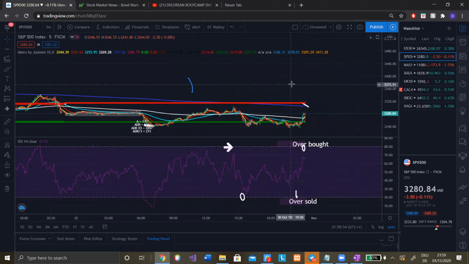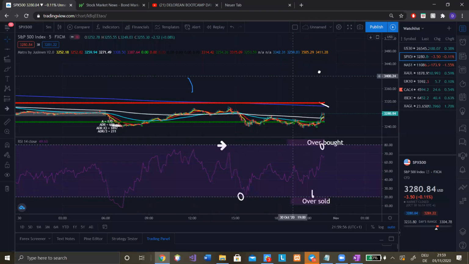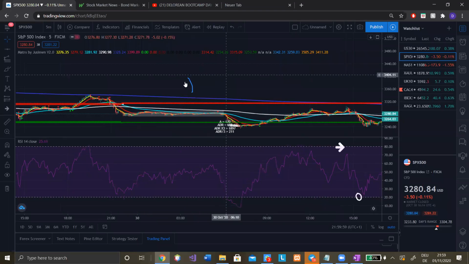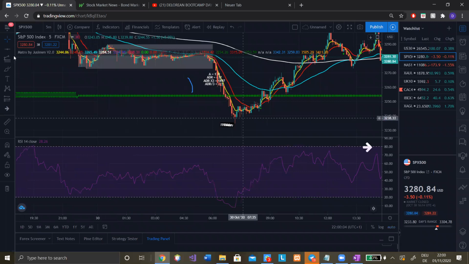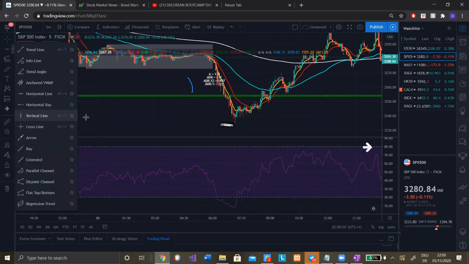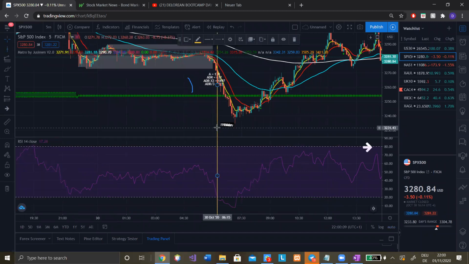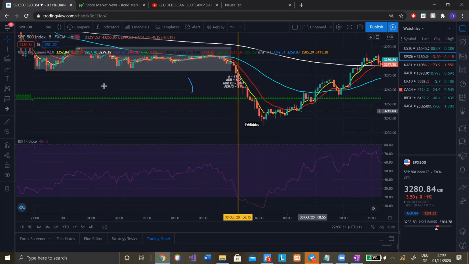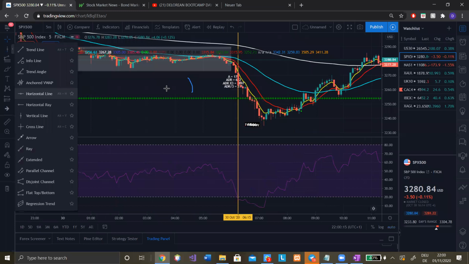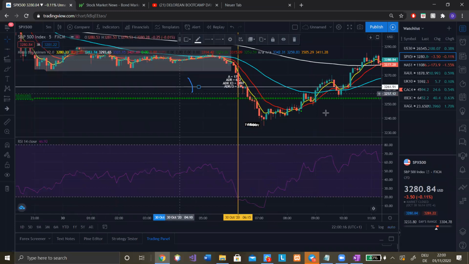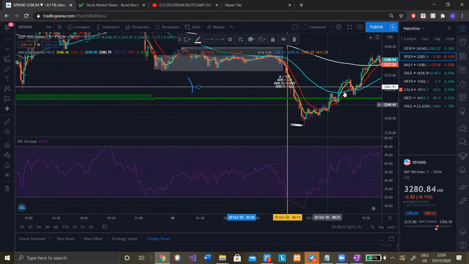This is where we took some money. So yeah, this is a good example. Oversold at this moment. Do you go in and buy here? Oversold. We don't know if this is going to happen.